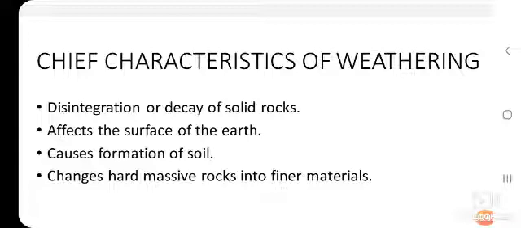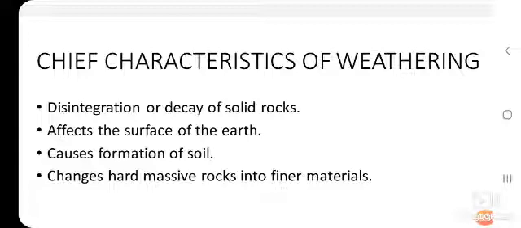And then the second one is that weathering depends on climatic elements also. They also depend on the characteristics of the rocks. For example, the rock's chemical composition, its texture and hardness determine the weathering pattern and so on. And one more characteristic is that weathering affects the surface of the earth. It affects the surface of the earth, and it also causes formation of soil.